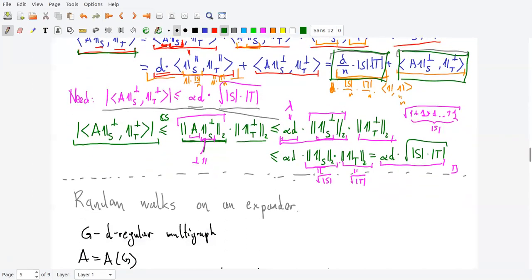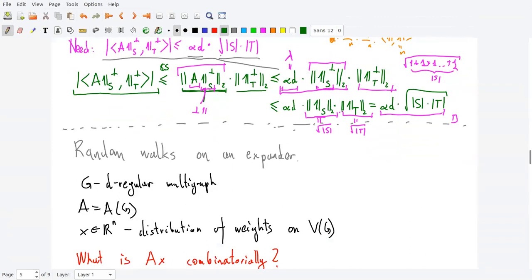And the second thing I want to show you is another example of this pseudo-random behavior of expanders. And I think that this even better showcases why expanders are good pseudo-random objects. Namely, we will look at random walks on an expander. So again, imagine that I've got some graph G that is a D-regular multigraph. And I'm looking at the adjacency matrix of this.